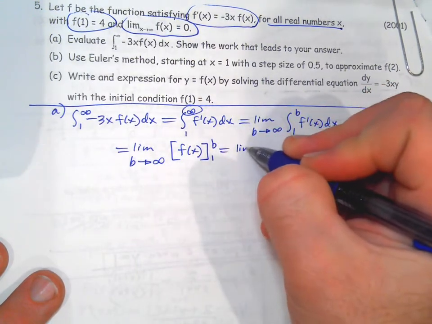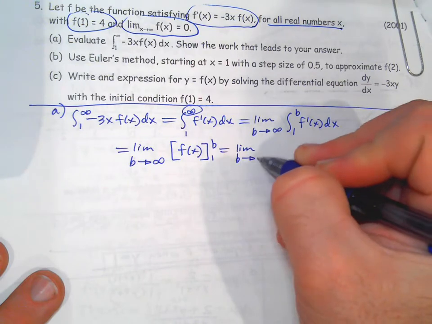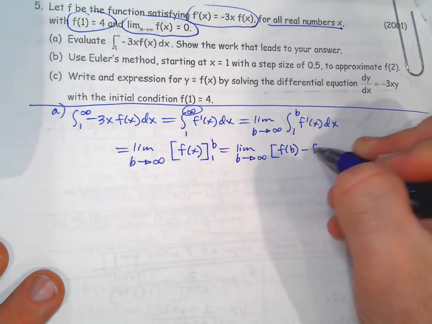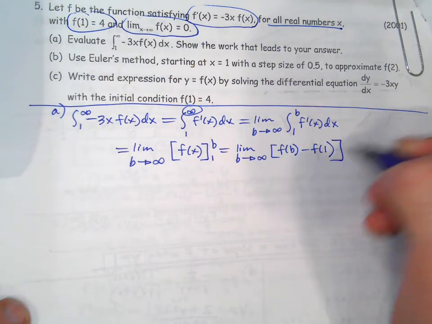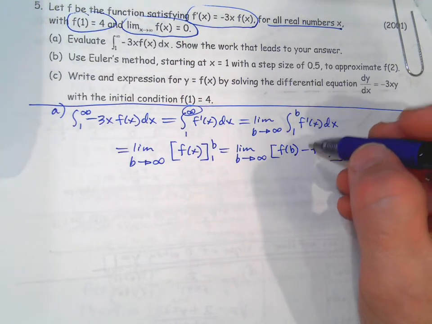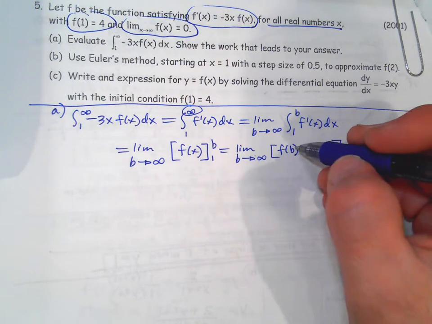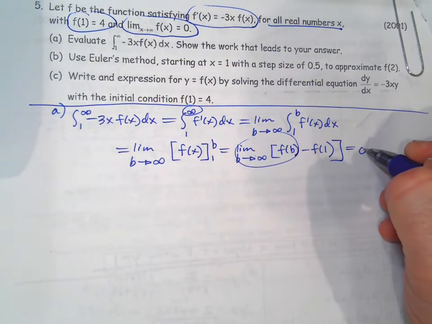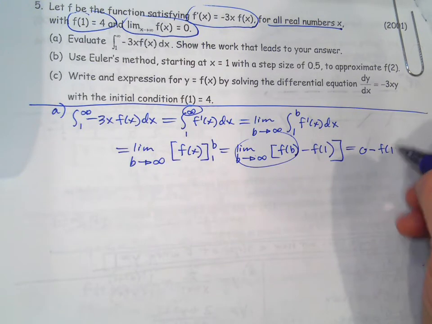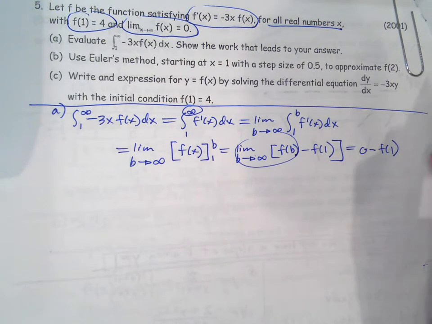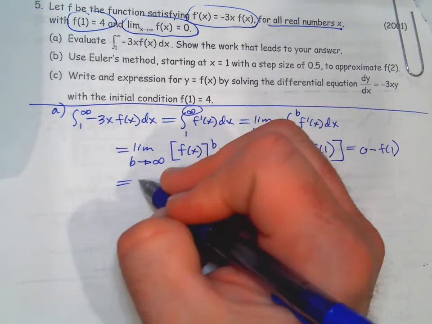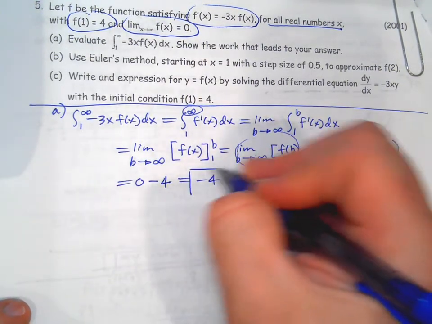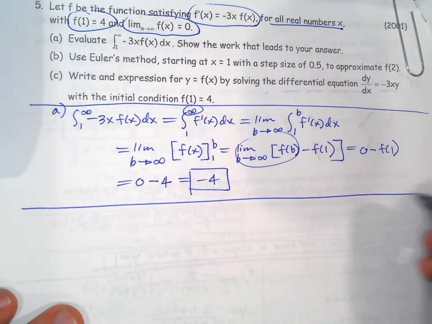So now they actually told us the limit as x goes to infinity of f of x. This right here is going to be 0. And then minus f of 1, whatever f of 1 is, which they actually told us was 4. So the final answer is going to be -4. That was kind of fun.